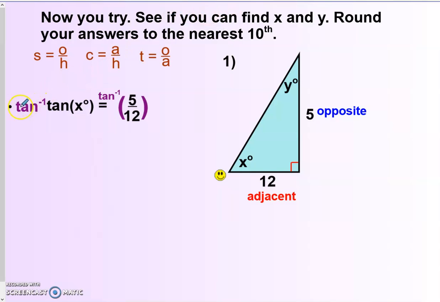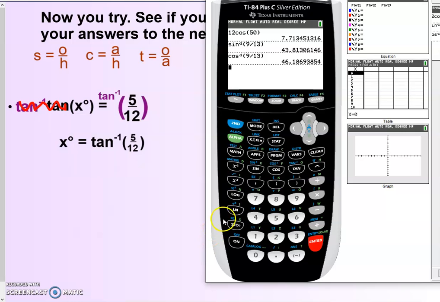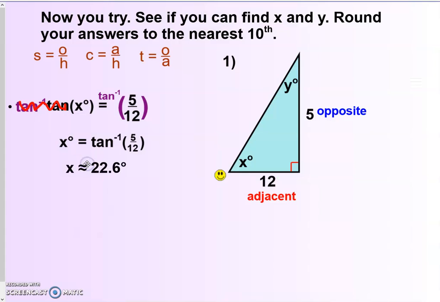And when we do that, an inverse of a function matching with the function, they completely undo each other, and we're left with just x equals the inverse tangent of 5/12. So I go into my calculator and I say the inverse tangent. Now inverse tangent is right above tangent. So second tangent of 5 divided by 12. And that gives me x is about 22.6.